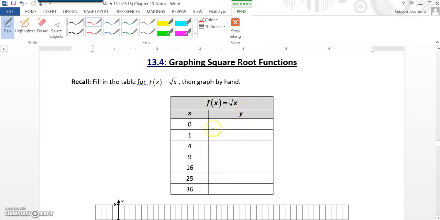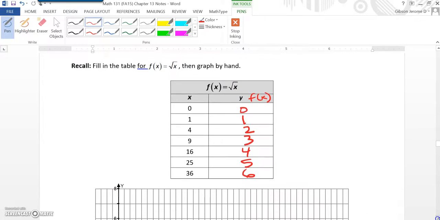We substitute in 0 for x first, y would be 0. We substitute in 1 for x, y will equal 1, or f of x will equal 1. And we know y and f of x are the same value. Now we put in 4 for x, that means that would be 2, this would be 3, 16 will make it 4, 25 will make it 5, and 36 will make it 6 when we substitute.